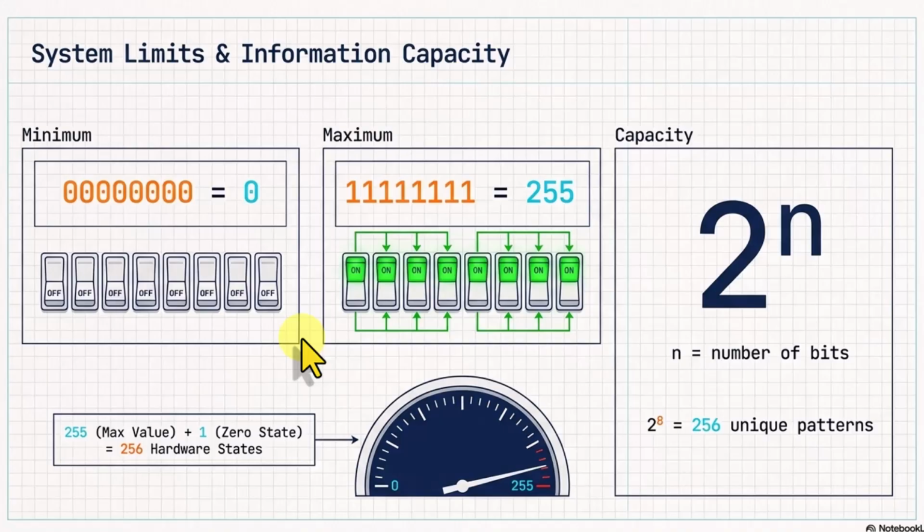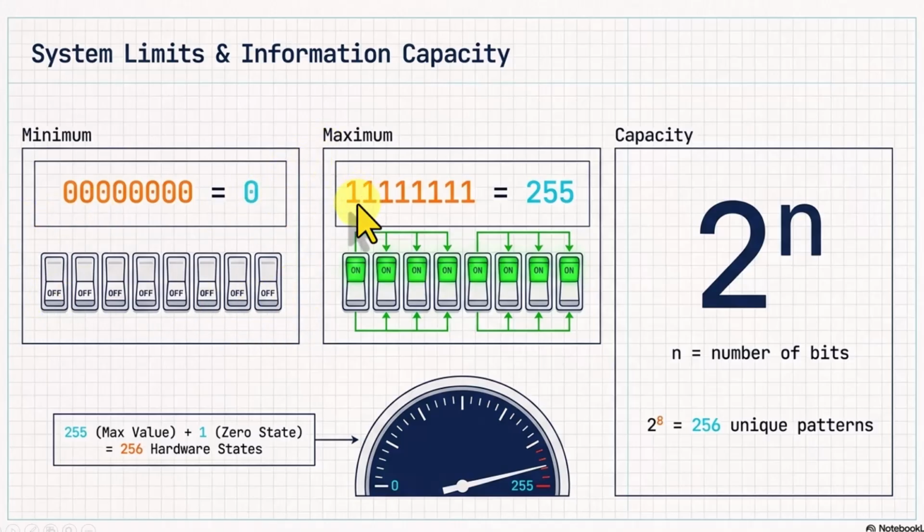Discussing system limits and information capacity. According to the number of bits we have, there are limits on numbers, a specific range that we can store. Outside that range we cannot store. Mostly we will be working with 8 bits. In 8 bits the smallest number is all 0s, 0 0 0 0 0 0 0 0, which means all are off, so it will be 0.